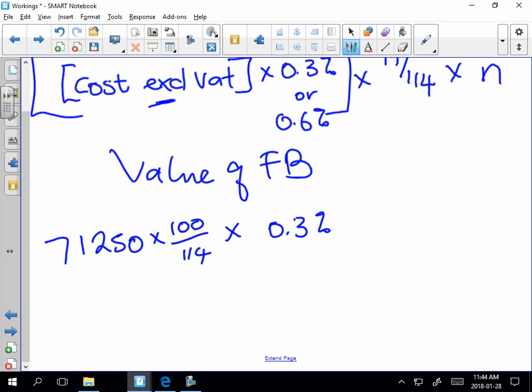A lot of people get this wrong because it's 0.3%. It's 0.3 of a percentage. So, if you're going 0.0, what?